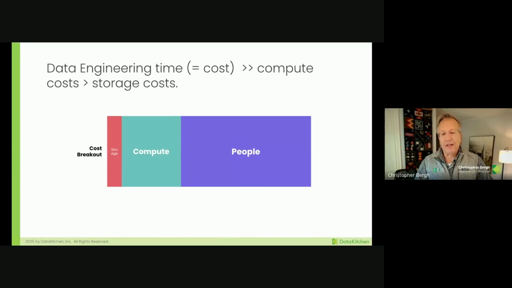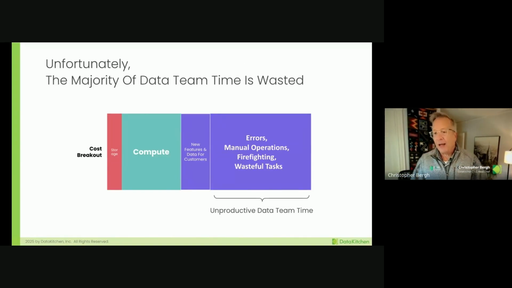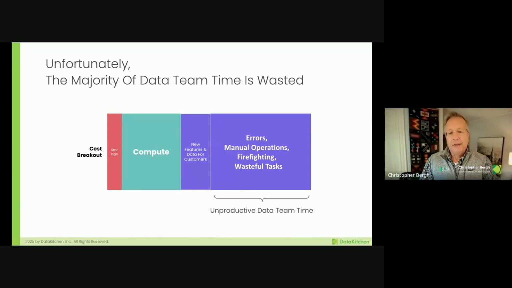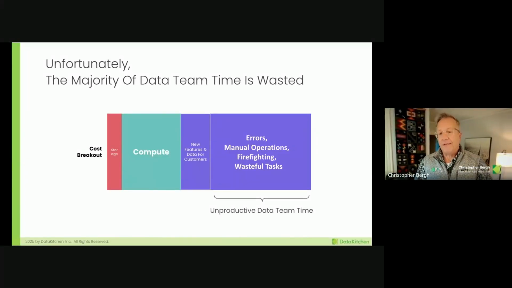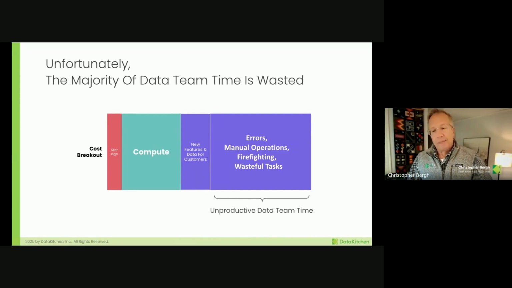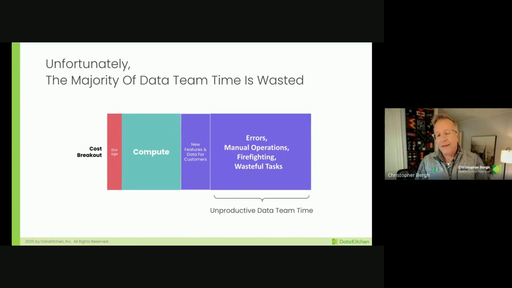But Snowflake's getting expensive. Unfortunately, if you look at the amount of time that people spend, a lot of it is really unproductive. That means they're doing work that doesn't need to be done. They're fixing and delivering errors. They're firefighting. They're doing wasteful tasks. And this is backed up by Gartner, other analysts, and research that we've done. I think everybody who works in data knows that we're doing a lot of stuff that really doesn't matter.